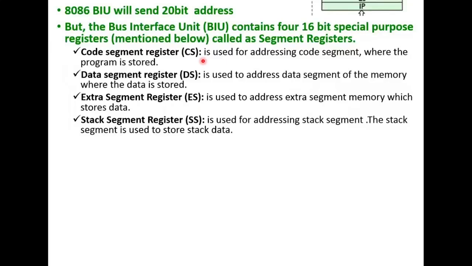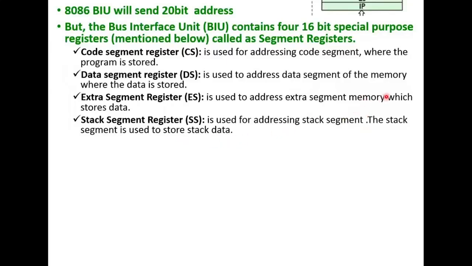The code segment register is used for addressing the code segment, where the program is stored. The data segment register is used to address the data segment of the memory, where the data is stored. The extra segment register is used to address the extra segment memory, where data is stored. The stack segment register is used for addressing the stack segment memory, where the stack data is stored.